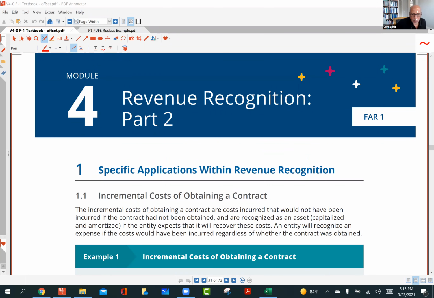All right, good. So let's go ahead and pick up now revenue recognition part 2. And as you can tell by the phrase part 2 here, it's really a continuation of what we had started to talk about last time with revenue recognition.